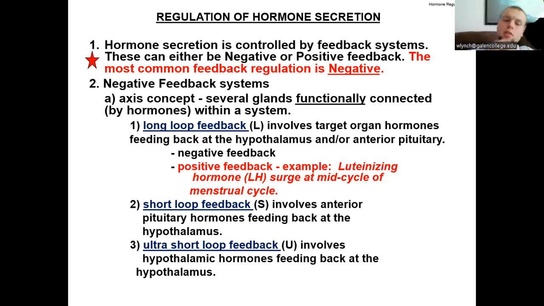Finally, ultra short feedback is going to be where we have the releasing hormone secreted feeding back on itself. So ultra short loop feedback, for example, is going to be a hypothalamic releasing hormone being secreted, and then either large amounts or small amounts of that is going to be sensed by the hypothalamus itself. And if we have a large amount of releasing hormone being released, then we're going to slow that down over time because we have an ultra short loop feedback here.